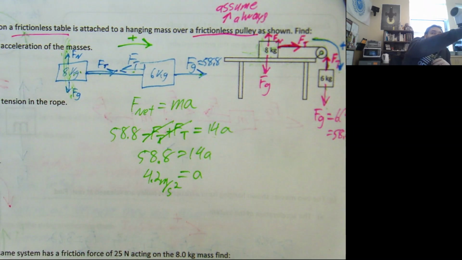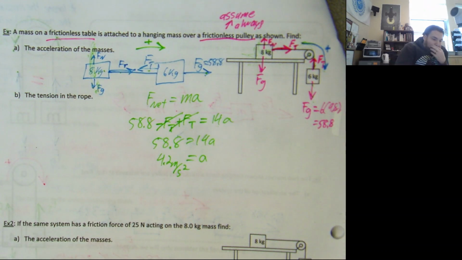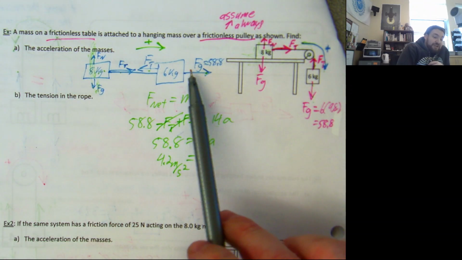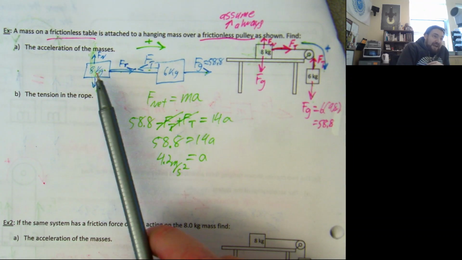Now to go through and find the tension in the string, which block do you want to isolate, the 6 kilogram or the 8 kilogram? Why? You sure? Well, now I'm asking the question. Now you're unsure for sure. So this one's going to have Fg minus Ft. If we look at F net equals Ma, how many forces does this one have acting in the direction of motion?